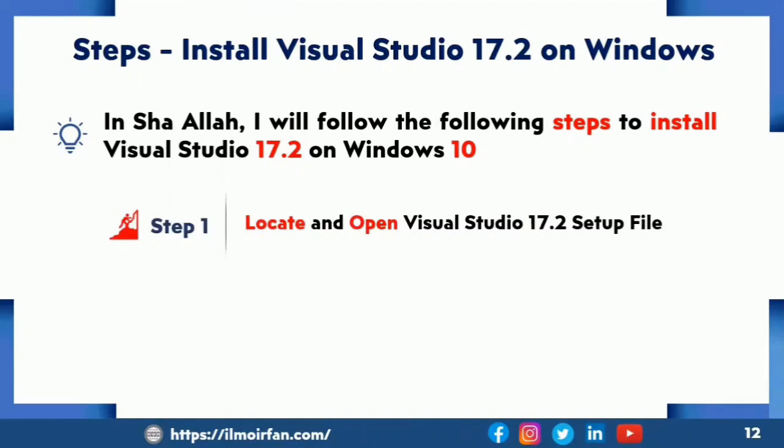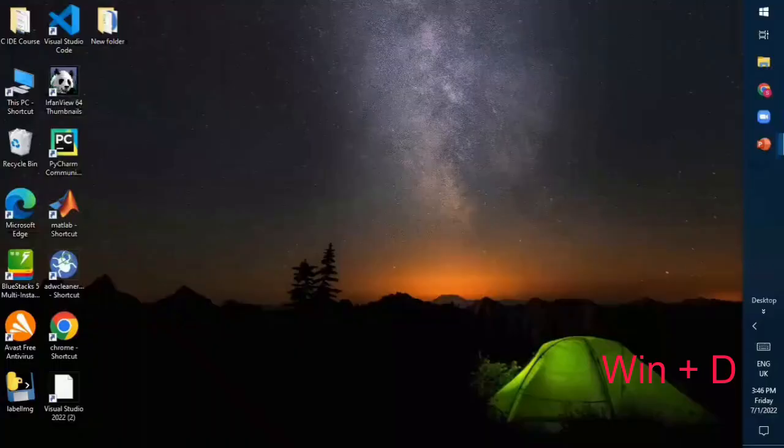In the previous lecture, that is lecture 4, download Visual Studio for Windows, I downloaded and saved the Visual Studio 17.2 setup file in the downloads folder. Therefore, to access the setup file, I will first go to desktop screen using Windows plus D shortcut key. Here I am on my desktop screen.